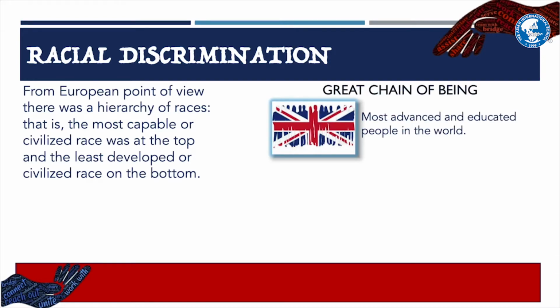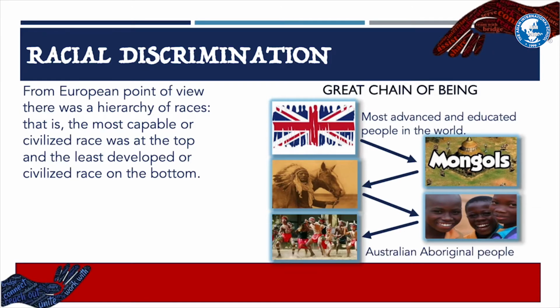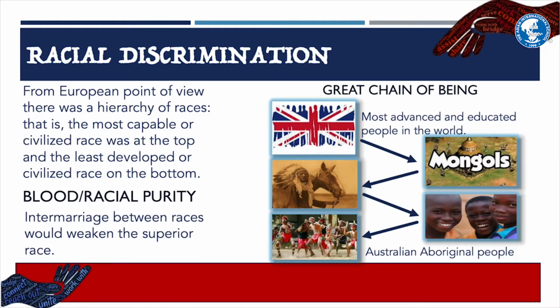So let's start from the top. That's the British. They believed they were the most advanced and educated people in the world, followed by the Mongols, then Native Americans, then Africans, and the lowest, the Australian Aboriginal people. Aside from that, they also believed in blood or racial purity. So they did not encourage intermarriage between races because that weakened the superior race.